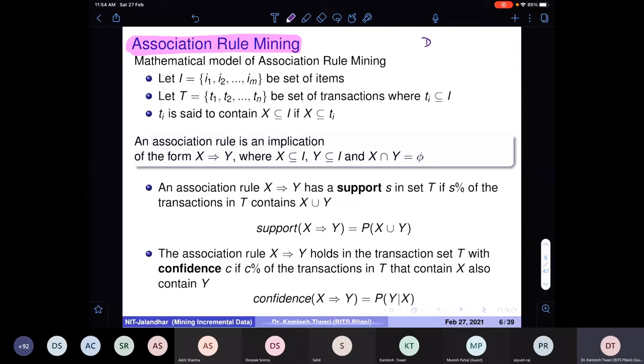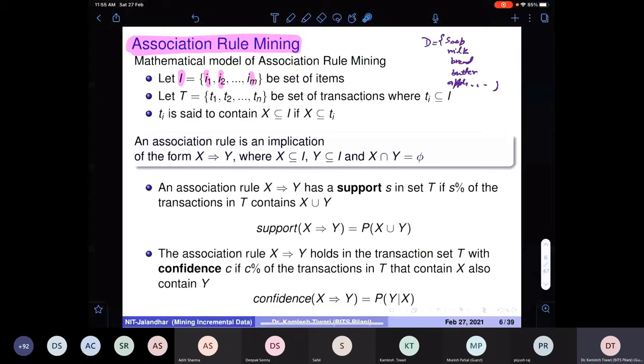You can say that there is soap. You can think that there is milk. There is bread. There is butter. There is apple. Multiple things are there, so these are the items that I have. So I am going to have the set I that has I1, I2, up to IM. These are the items. Maybe the first item could be soap, the second item could be milk, the third item could be butter. These items are given to me.